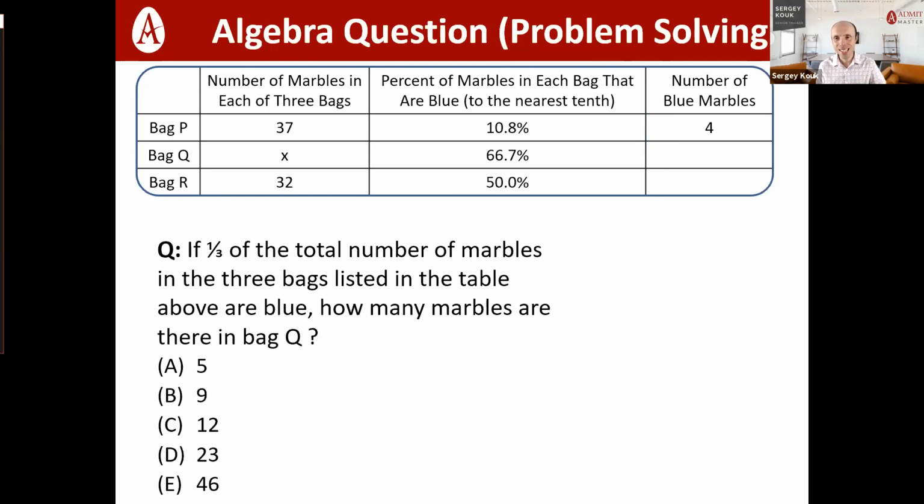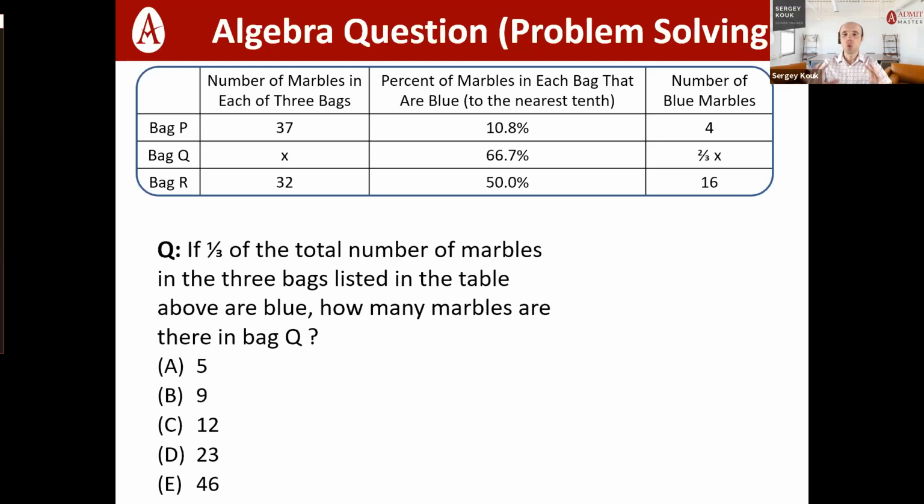66.7%. What's 66.7%? That's actually 2/3, that fraction, 2/3 of X. So if we had X number of marbles in bag Q, then 2/3 of them are going to be 66.7%. And then what's 50% of 32? That's of course 16. So what we found is the number of blue marbles is going to be 4 plus 16, which is 20, plus 2/3 of X.